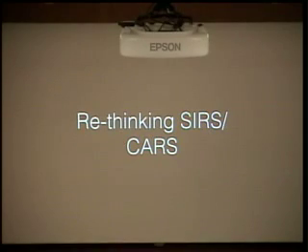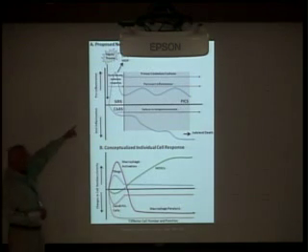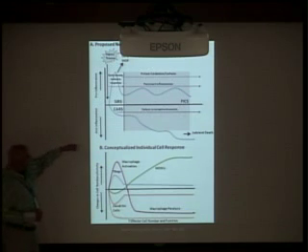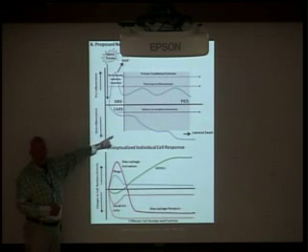The other thing that we have to do is rethink SIRS and CARS. And for those that don't know SIRS and CARS, if you get an acute infection, you get a very profound systemic inflammatory response. How high that bump goes is genetic, as best we can tell. And through other stimulants like dendritic cells and IL-1RA, you actually then, to protect yourself, get a counter-regulatory response.